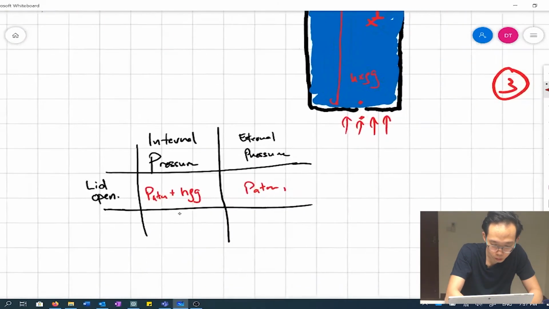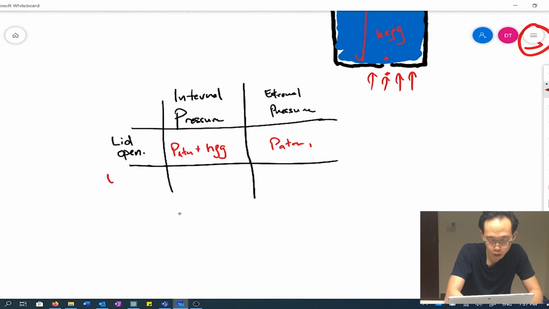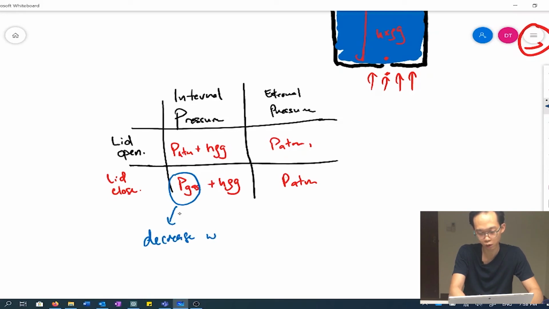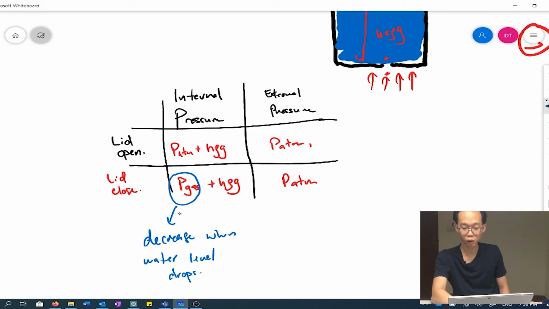If we do a comparison, considering when the lid is closed, we have the pressure of the trapped amount of gas plus, again, hydrostatic pressure h rho g, and we are going to compare this with atmospheric pressure on the external side of the lid as well. Now, the important difference between this and the previous example is that this P gas is going to decrease when the water level drops. So now we know that this gas pressure is going to be less than atmospheric pressure.